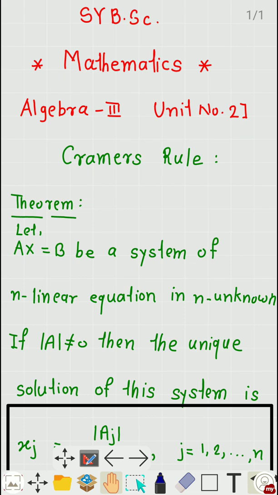In this lecture, we learn about Cramer's rule. This is algebra paper third, unit number 2, determinants, and from this unit, we see the point Cramer's rule. So first of all, we state a theorem here.